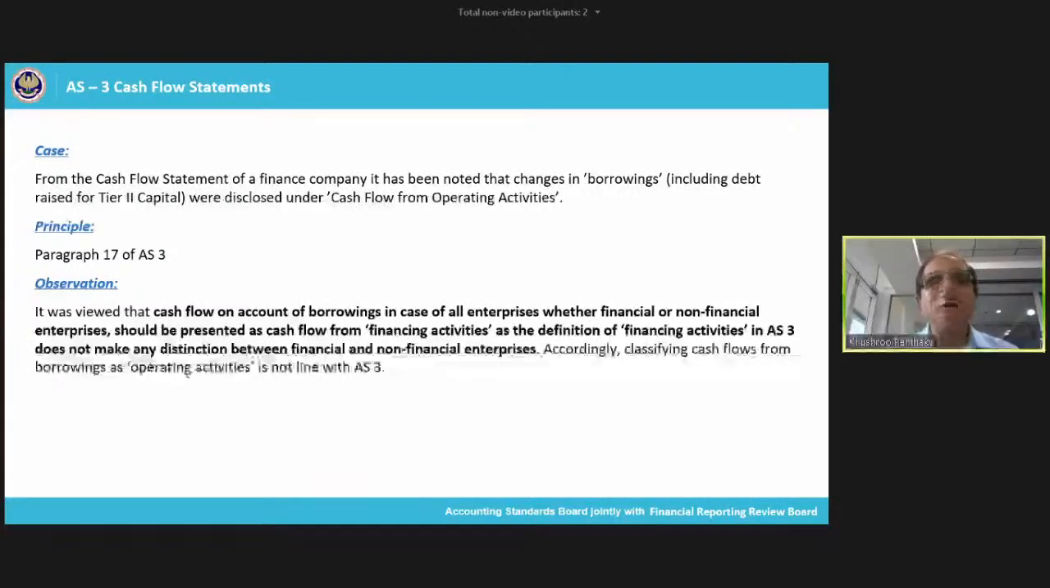And the standard does not make a difference as far as borrowings are concerned, whether it is a financial services company or a non-financial services company. And therefore, the borrowings for all enterprises, whether financial or non-financial, should be classified as a financing activity and not as an operating activity per se.